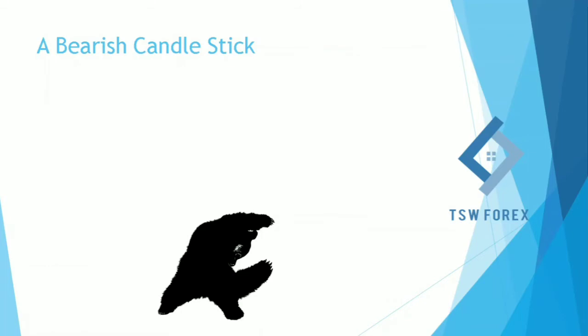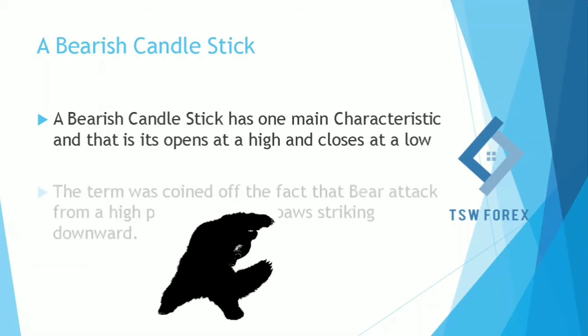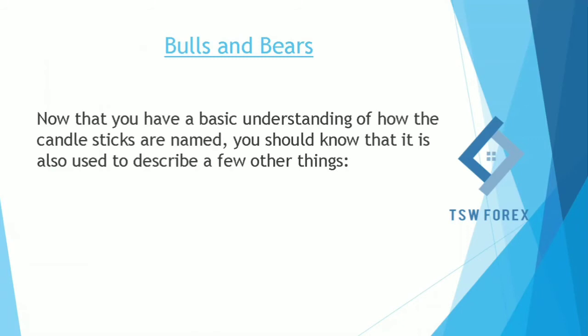A bearish candlestick has 1 main characteristic, and that is it opens at a high and closes at a low. The term was coined after the fact that a bear attacks from a high position with its paw striking downward. So, that is self-explanatory. The bulls and the bears.